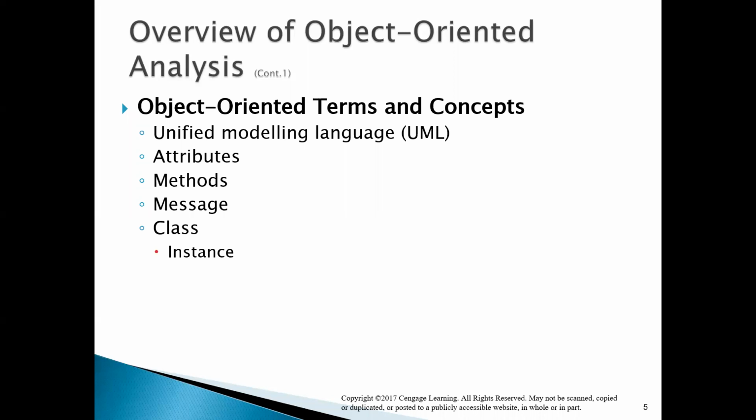Some of the common terms in object-oriented are UML, Unified Modeling Language. Now, UML is a method for visualizing and documenting an information system. Attributes. These are characteristics that describe an object. Methods are tasks or functions that objects perform. Messages, commands to perform a specific function. A class is basically a group of similar objects. In classes, normally we have instances. So instances are a specific member of a class.